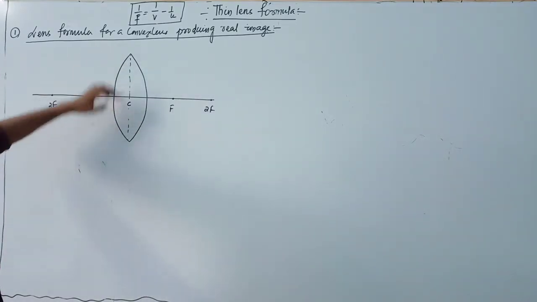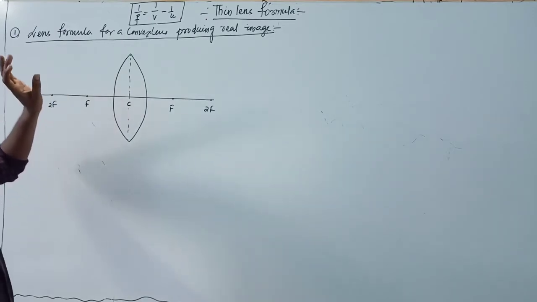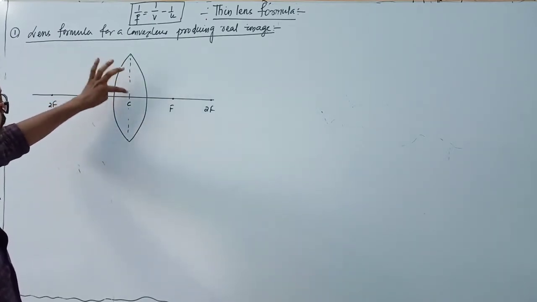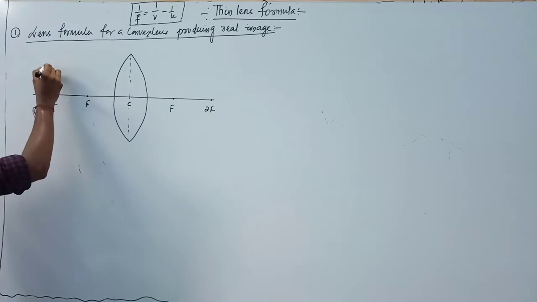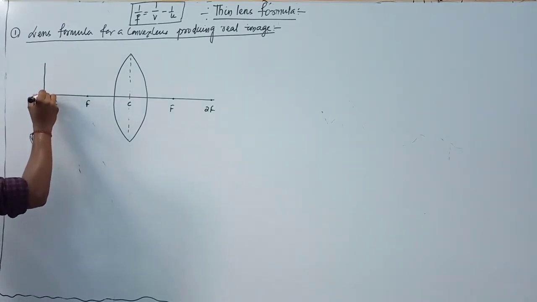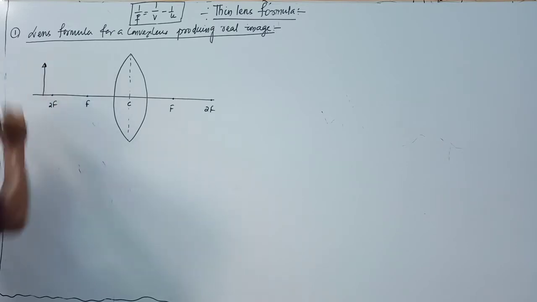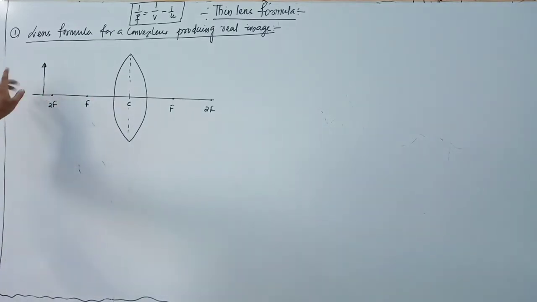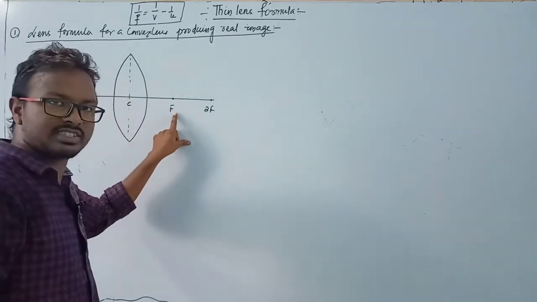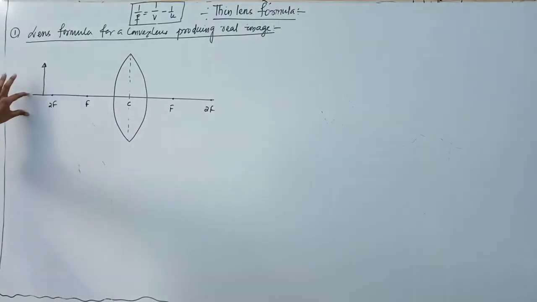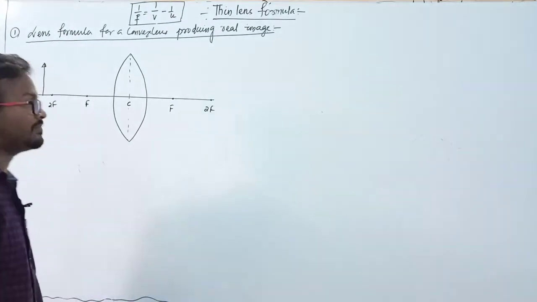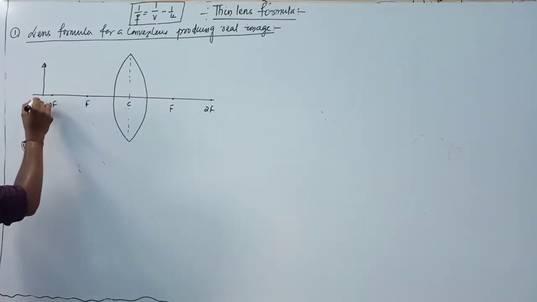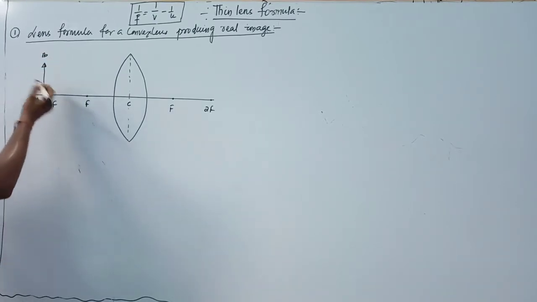Next point, the aperture is very small. Clear? For small aperture we deal with this concept. So suppose there is an object which lies on the principal axis beyond C, this point. Clear? We already know that if an object is at an infinite distance, then the image will form at focus, or if the object is beyond 2f distance, then the image will form in between f and 2f, and it is a real image. So we take an object here, AB, which is beyond 2f.